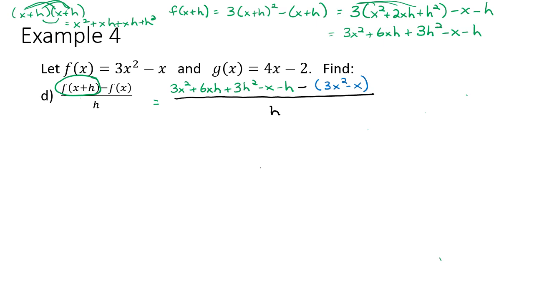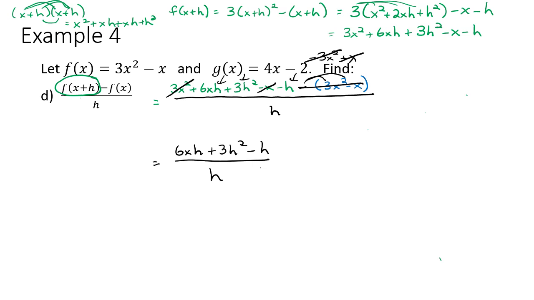So now let's see if we can't simplify a little bit. And we're actually going to be able to. So if we distribute this minus sign through on the top, this becomes a minus 3x squared plus x. So we have a positive 3x squared and a minus 3x squared, which cancel. And we have a minus x and a plus x, which cancel. So that leaves me then with 6xh plus 3h squared minus h over h. So we just have the 3 terms left in the numerator.